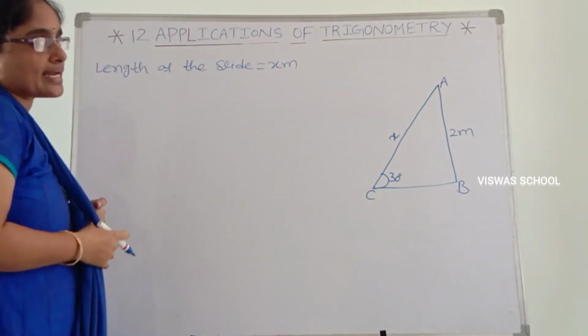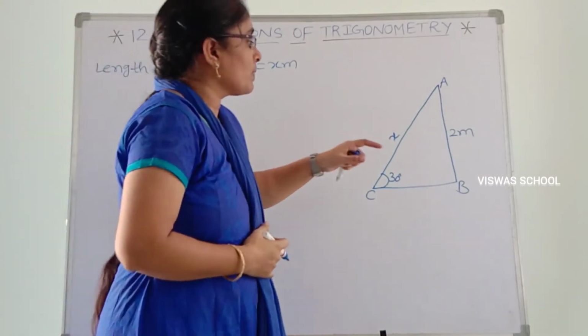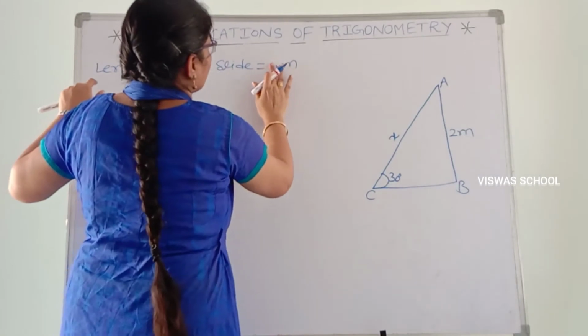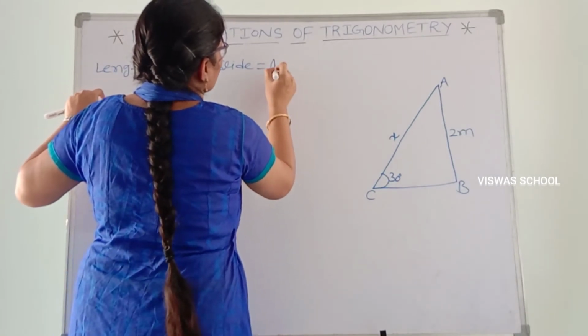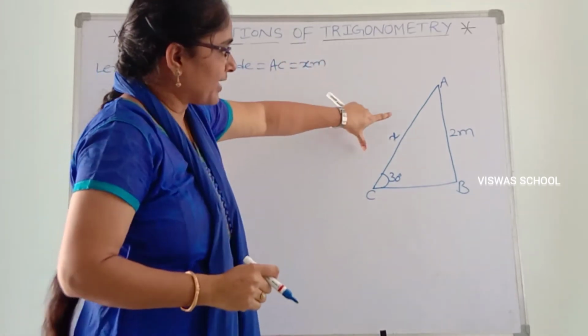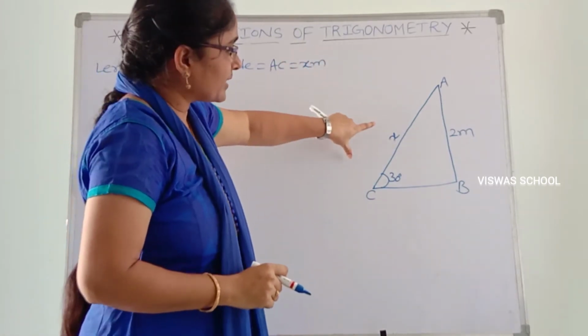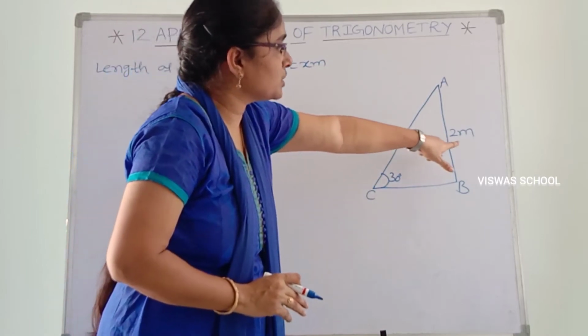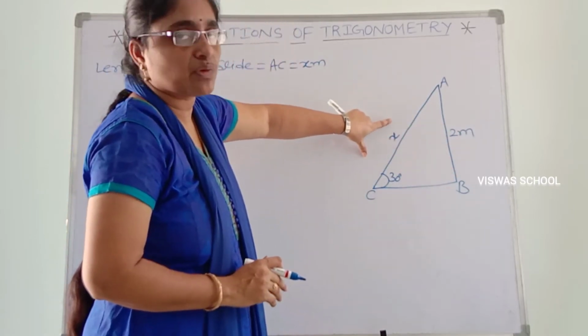X meters. That one we have to find. This is AC. That is AC we have to find. Here write it as AC is equal to X meters. We have to find this length here. And for this, we have what? This is the angle opposite to angle, and this part is what?